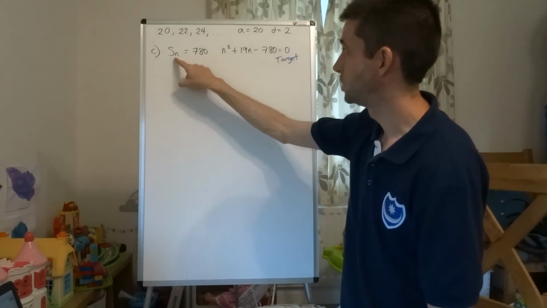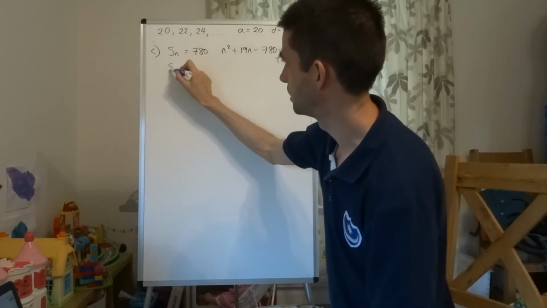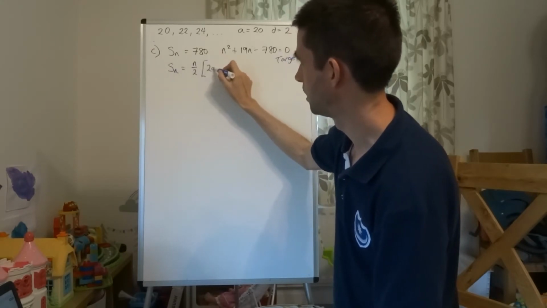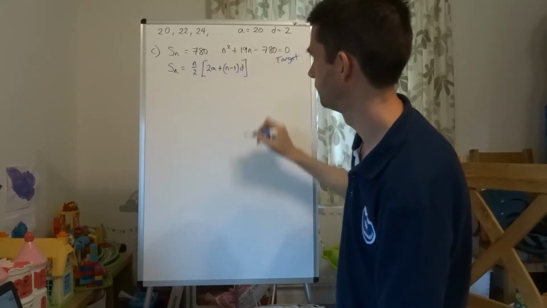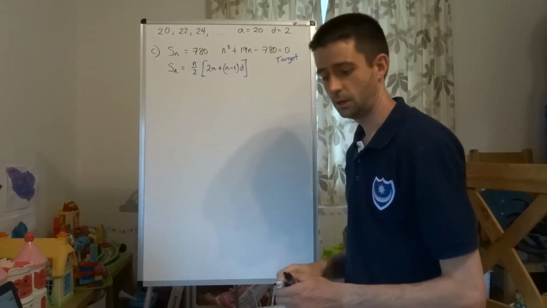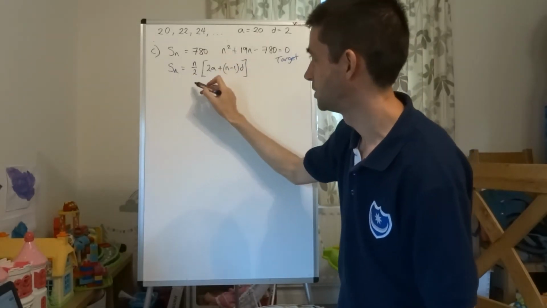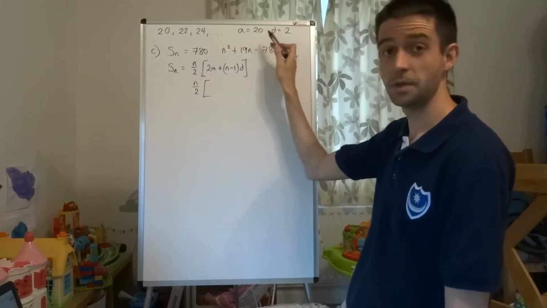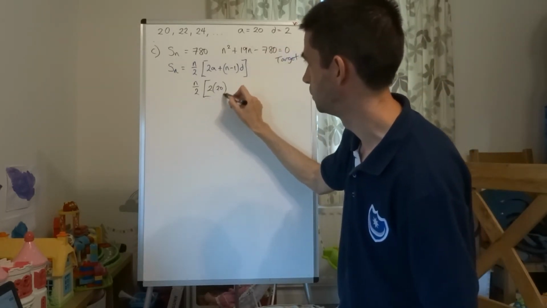Now, sum to n, I'm going to be using my sum to n formula again. So let's write that down. Sum to n equals n over 2 times 2a plus n minus 1 d. So let's think about what I know. Well, I don't know n, so I can put n over 2. But I do know that a is 20, so I can replace the a in the equation with 20.